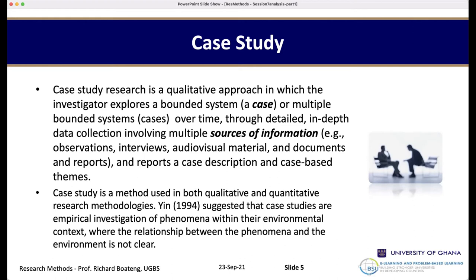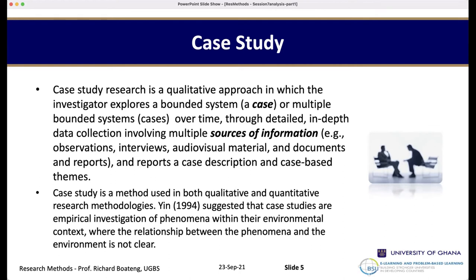So the case study itself is a methodology that can be applied to both quantitative and qualitative research. But according to Yin, case studies are an empirical investigation of a phenomenon within its environmental context. So the context cannot be stripped from the case. I mentioned that with qualitative research, you don't strip the context from the case, from what you are trying to study, or from the data. Data should be interpreted in regard of the context, or in cognizance of the context.